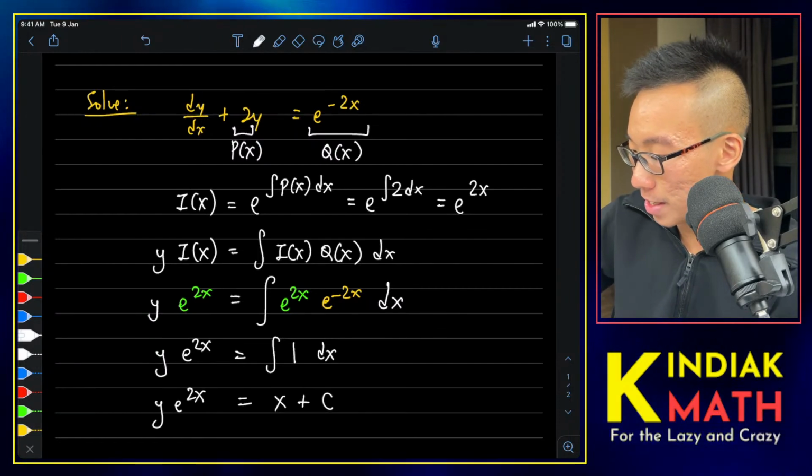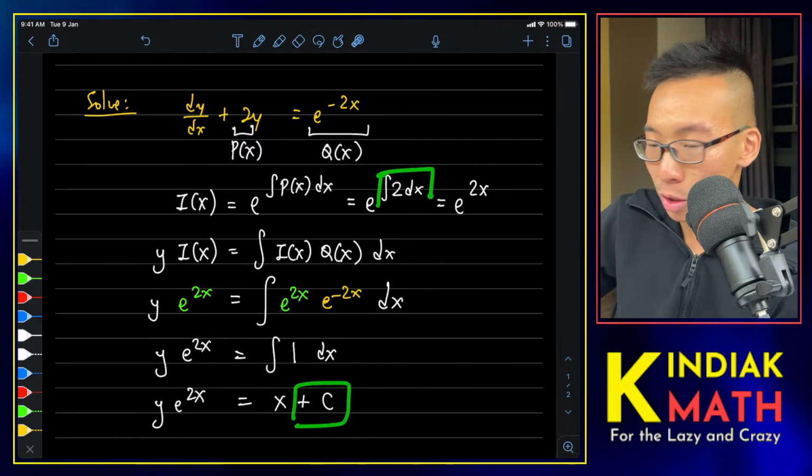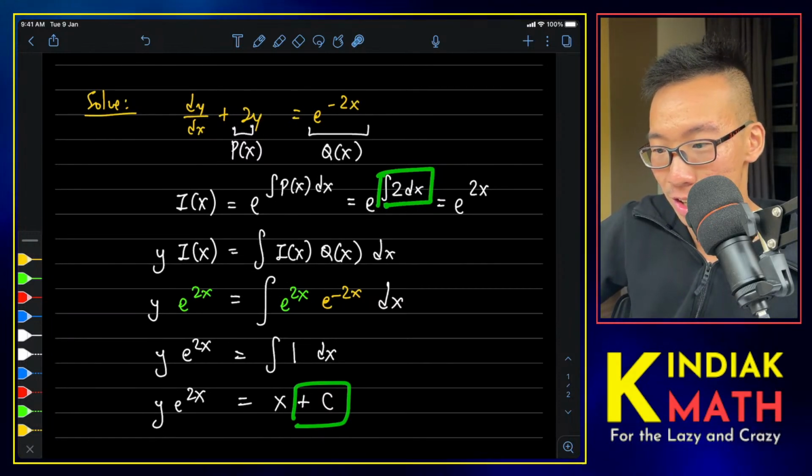Now, there is the plus c over here. You need the plus c here, even though you don't need it here. Again, for a technical reason why, let me know in the comments section below.